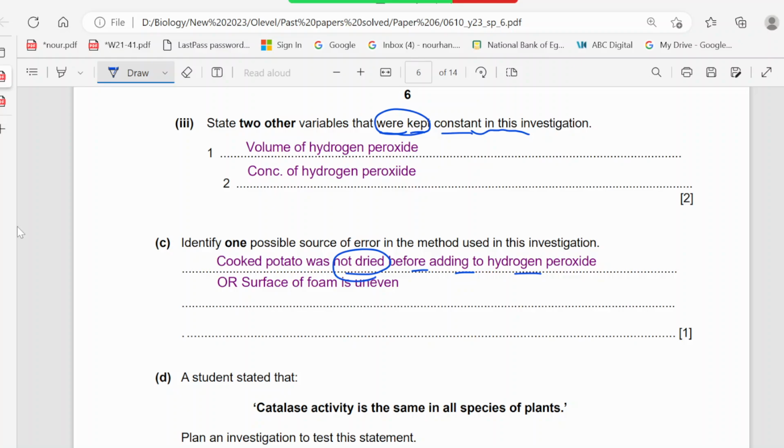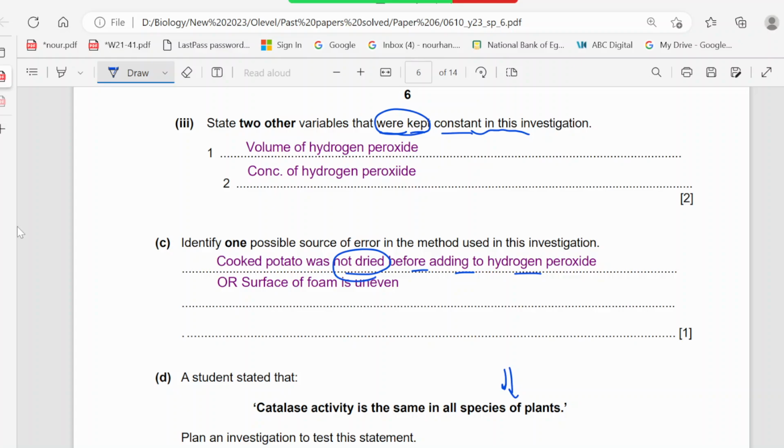A student stated that a catalase activity is the same in all species of plants. Plan an investigation to test this statement. Catalase activity is the same in all species. I want to make sure if this statement is right or wrong. طيب هعمل ايه؟ You will get different species of plant and then you will do the catalase test زي اللي فوق like the one we did before and you will compare.